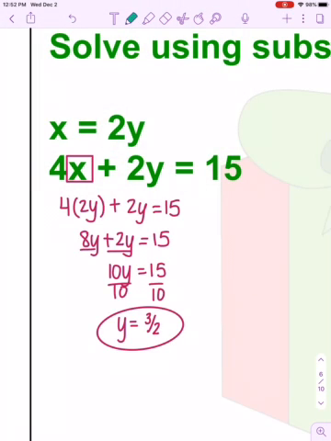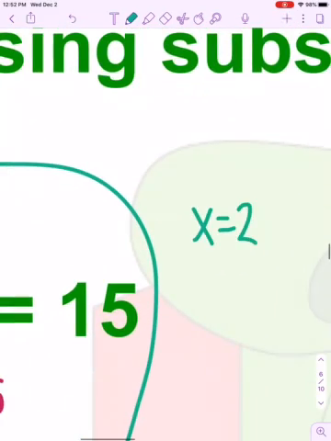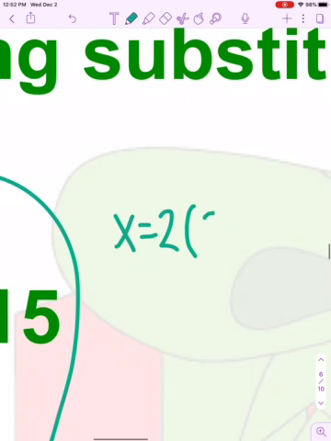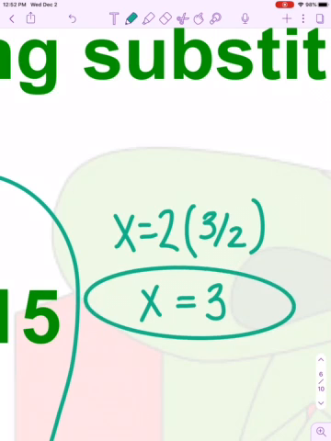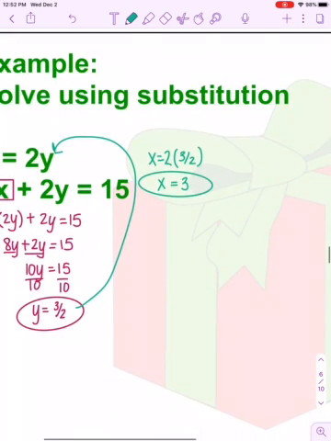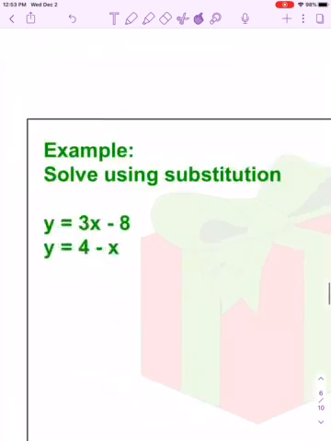Now, there's our y. We have to plug it back in to get x. It's going to be easiest to plug it into the first one because it already says x equals, and we're looking for x. So x equals 2, and we now know y is 3 over 2, or 1 1/2. And then 2 times 3/2 is 3. And now we can get our point where they intersect: the x coordinate is 3, and the y coordinate is 3/2, and that is where they intersect. And you can always check it in Desmos.